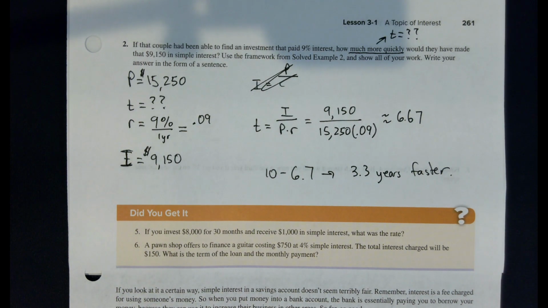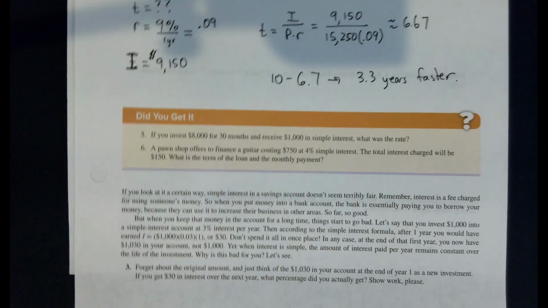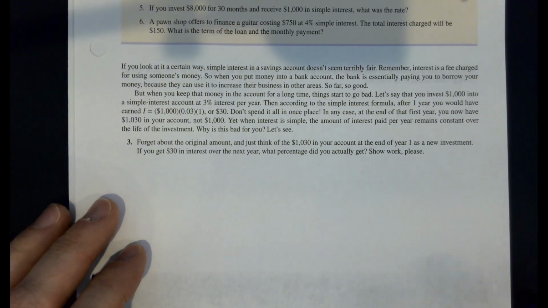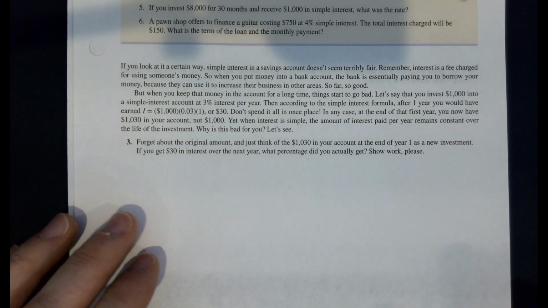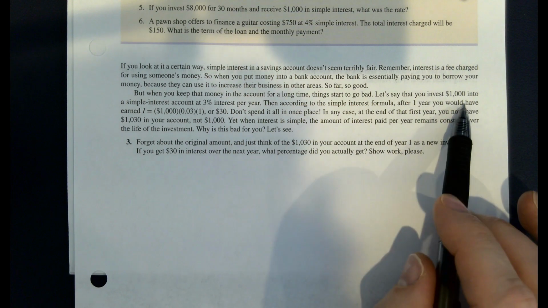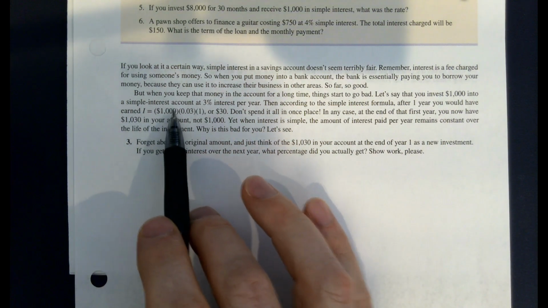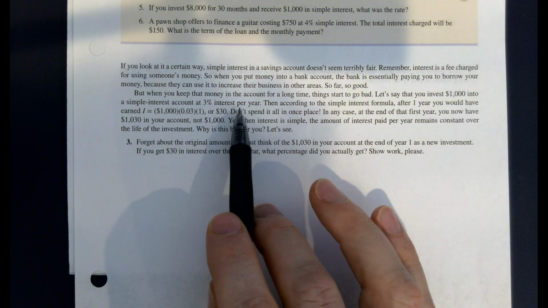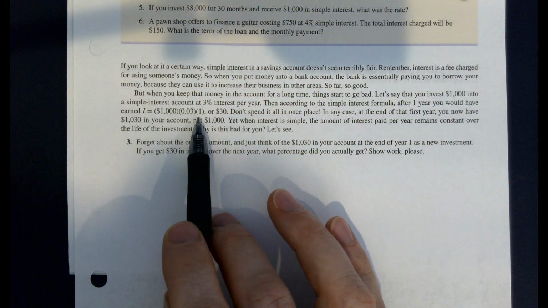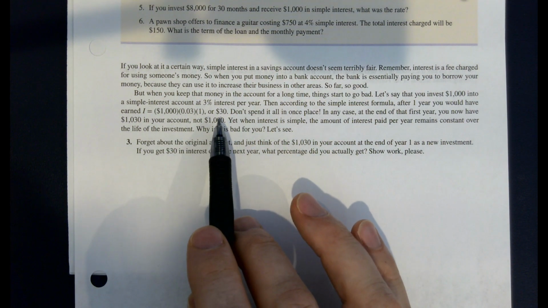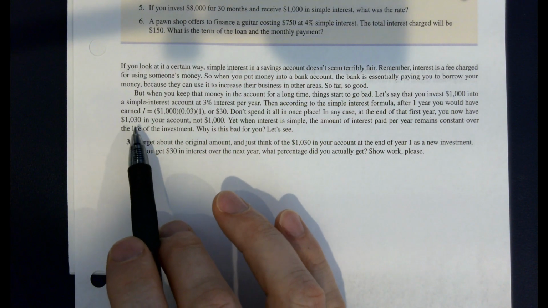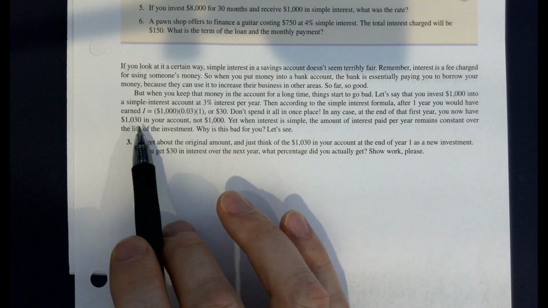All right, the final question in this section is leading us into the concept of compound interest. So here we're saying, let's say that you invest $1,000 into a simple interest account at 3% per year. And by that simple interest formula, you do 1,000 times 0.03 times 1, you'd get $30. Hooray. So at the end of that year, you'd have 1,030 in your account.